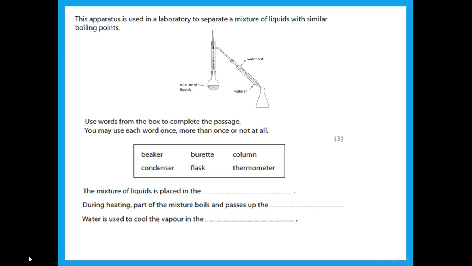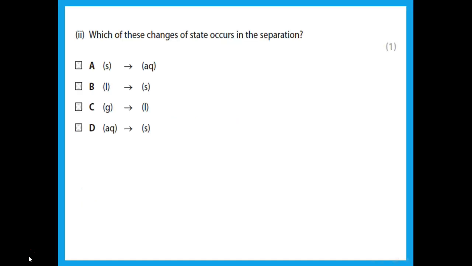So use the words from the box to complete the passage, and always keep in mind that you may use each word once, more than once, or not at all, unless he specifies that you can use it only once. The mixture of liquids is placed in the what? In the flask. During heating, part of the mixture boils and passes up the column. Remember, we call that the fractionating column. Water is used to cool the vapor in the condenser. Easy? Should be.